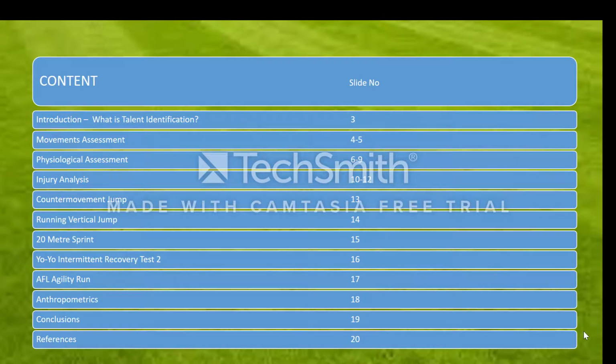So just an overview of what the presentation is going to cover. In addition to looking at the testing protocols included with the Draft Combine, I'll be discussing the movement demands, the physiological requirements, and also an injury analysis on Australian rules football. We'll look at how these factors may contribute to selecting appropriate tests for the sport of AFL.